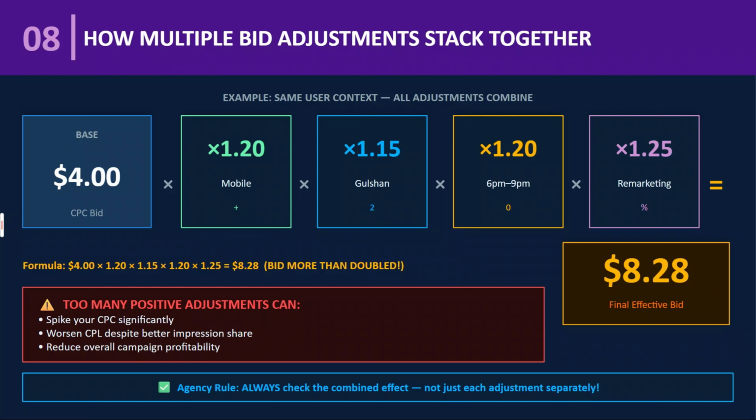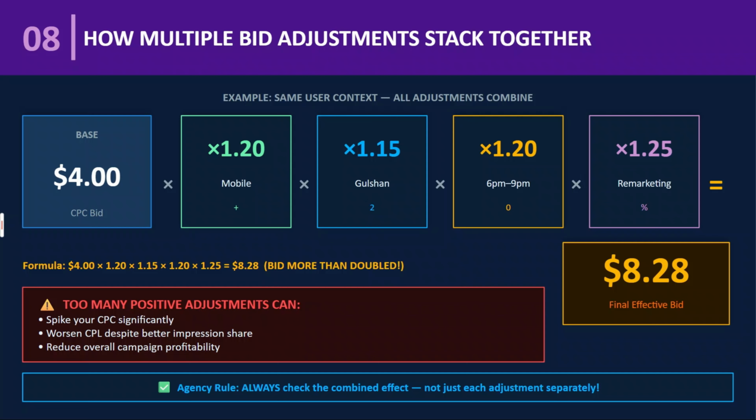So you have set mobile plus 20%, Gulshan plus 15%, 6 p.m. to 9 p.m. plus 20%, and remarketing plus 25%. So the final bid becomes $4 times 1.2 times 1.15 times 1.2 times 1.25. So that equals $8.28. Your $4 bid adjustment became more than $8.